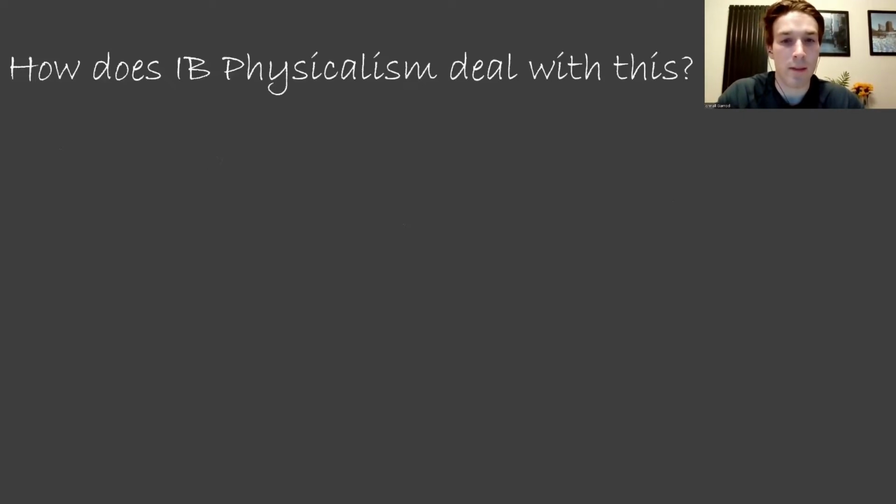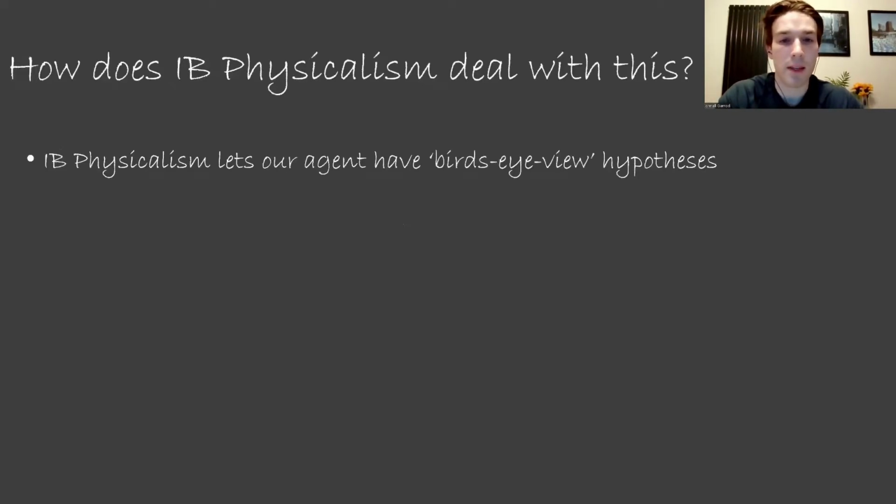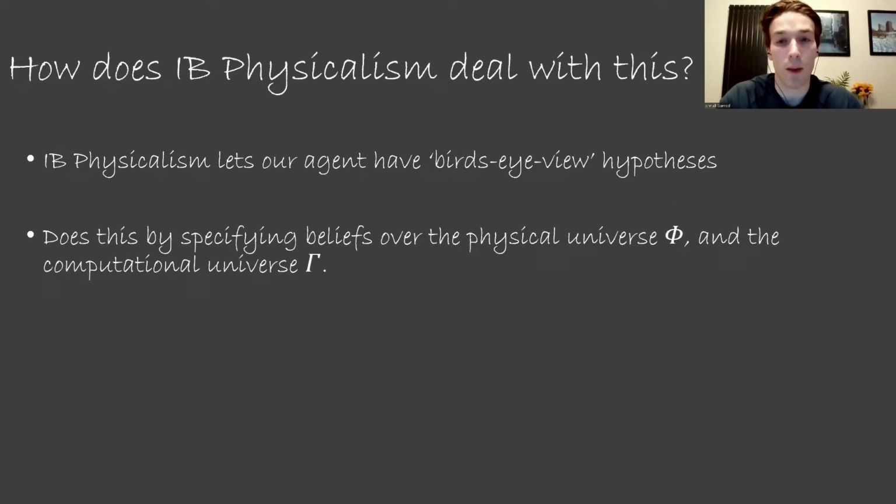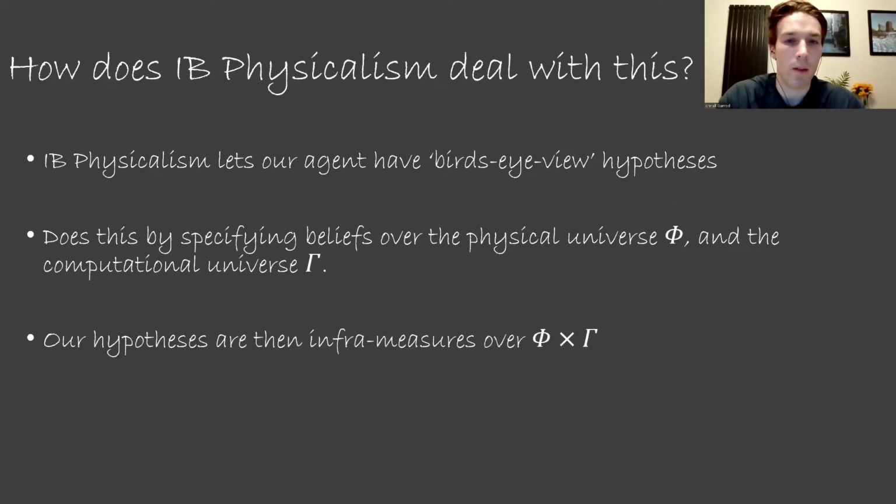Now let's talk about Infra-Bayesian physicalism and how it's going to go about addressing this issue. We will see that in physicalism, we will use what Vanessa calls a bridge transform, but first let's talk about how physicalism is set up. IB physicalism is a way to have the hypotheses our agent thinks about be from a bird's eye view. We do this by having our hypotheses specify beliefs about two things, the physical universe, phi, and the computational universe, gamma. Specifically, elements of phi describe how the universe could be and evolve in time, and elements of gamma tell you about what the outputs of different computations will be. We'll go into more detail about these two things in the next few slides, so don't worry if it seems complicated for now. The hypotheses of an IB physicalism agent are going to be infra-measures over phi cross gamma. We'll also unpack this a bit more as well.